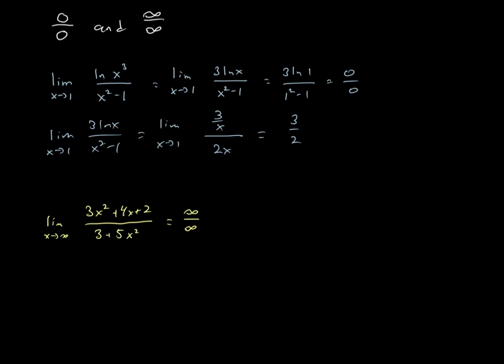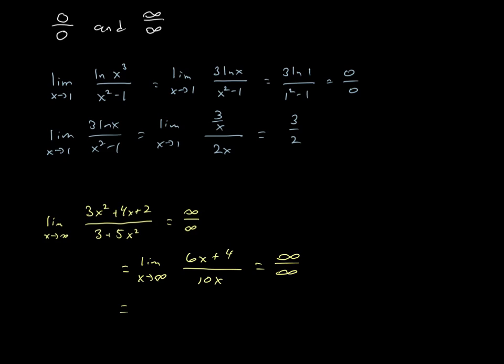But what we have now is that we can apply L'Hopital's rule. So I know that limit is going to equal the limit as x approaches infinity of the derivative of the top, which will be 6x plus 4, over the derivative of the bottom, which is 10x. And again, when I do the substitution, I will get infinity over infinity. And so I can then apply L'Hopital's rule again. Keep in mind that as long as you're getting the indeterminate form of 0 over 0 or infinity over infinity, you can continuously apply L'Hopital's rule.